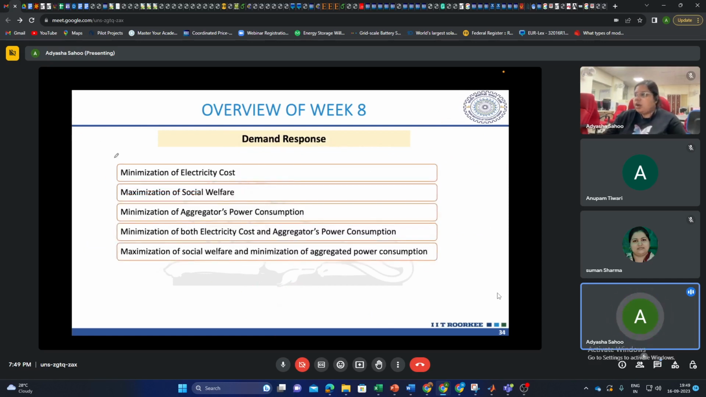Then coming to demand response. So these are some of the objectives that we can take for demand response activities. So it can be minimization of cost, maximization of welfare. Minimization of this aggregator, which is basically, you can say, a private player, so minimizing its power, or minimization of both this cost and power consumption, this multi-objective, or maximization of social welfare and minimization of this aggregator's power consumption.